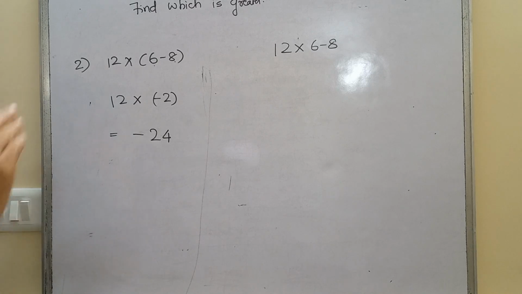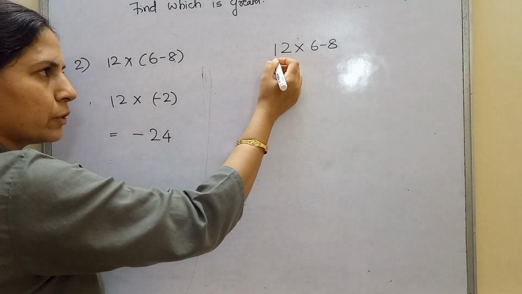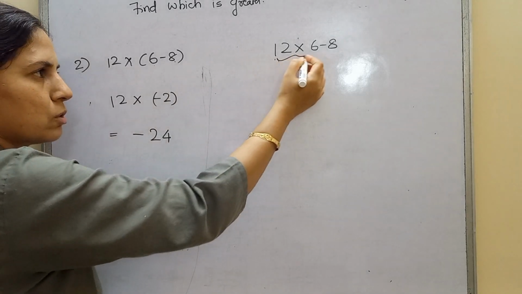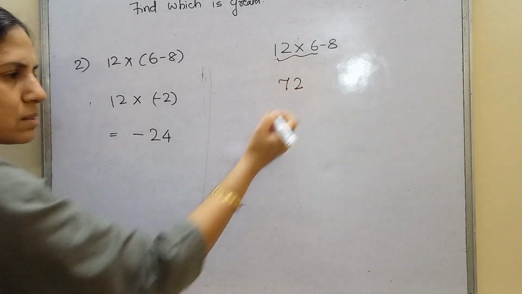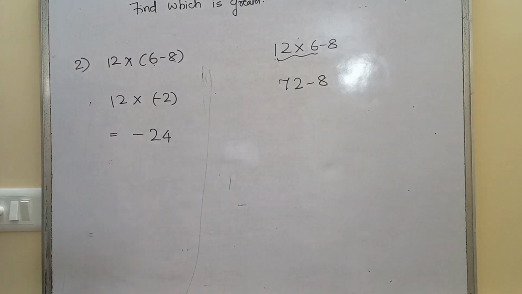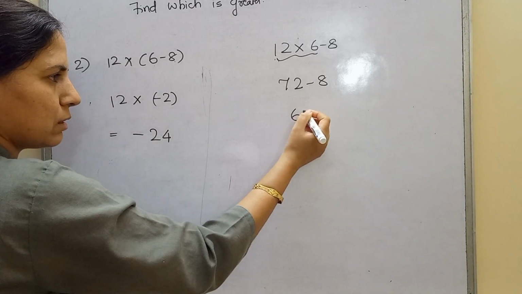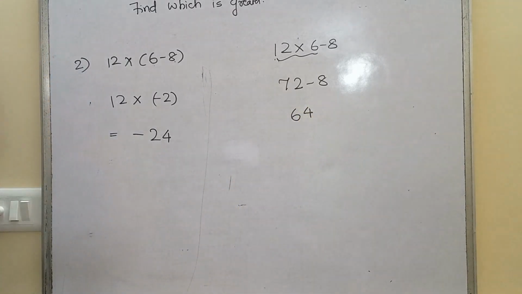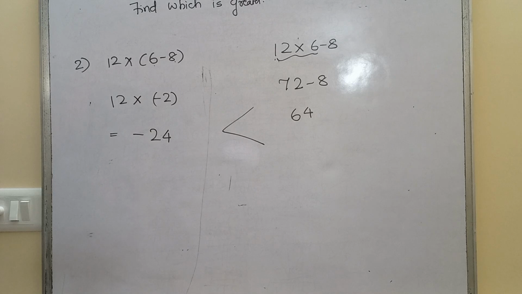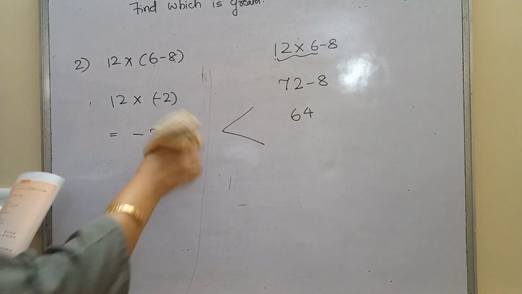Let's go ahead and check the other one. According to the BODMAS rule, multiplication will be first. 12 sixes are 72. 72 minus 8 is how much? 64. Yes, it is 64. So which one is bigger? 64 is bigger than minus 24. Let's go ahead with the third question.